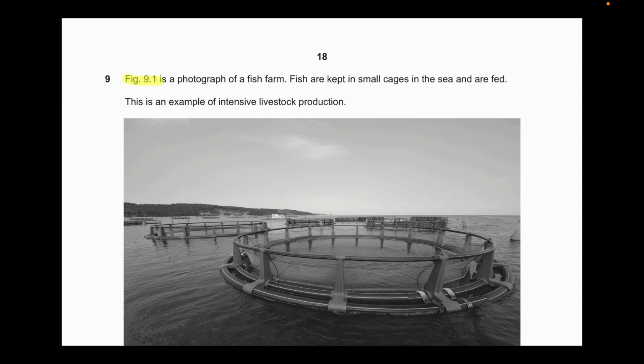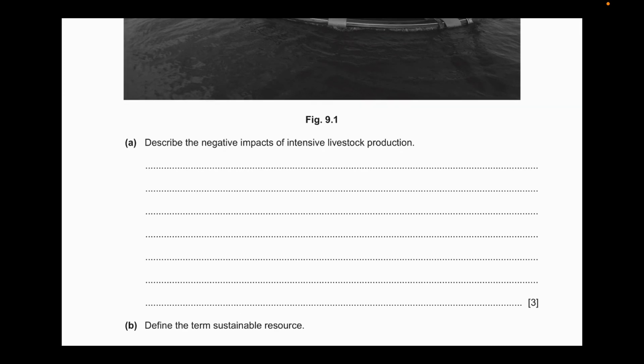Question number 9. Figure 9.1 is a photograph of a fish farm. Fish are kept in small cages in the sea and are fed. This is an example of intensive livestock production. Describe the negative impacts of intensive livestock production. So basically, intensive livestock production creates water pollution. There is a risk of pathogens and diseases spreading to the wild population. Increased use of antibiotics in the farms may create antibiotic resistance in bacteria. Intensive livestock production can create disturbance to natural food chains as well. So that can be taken in.